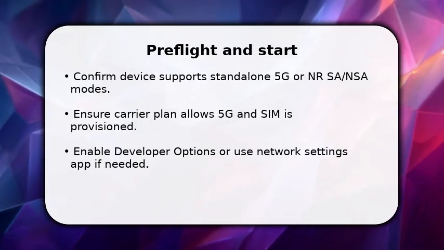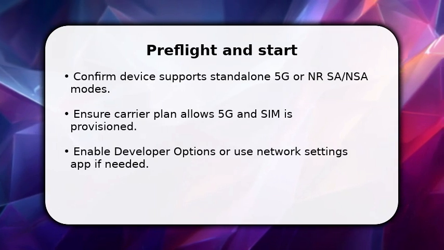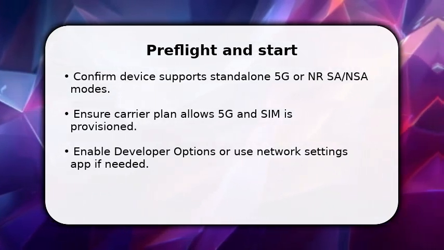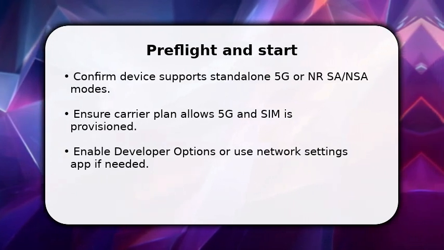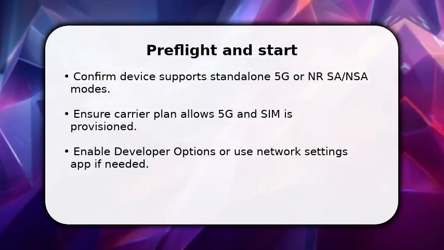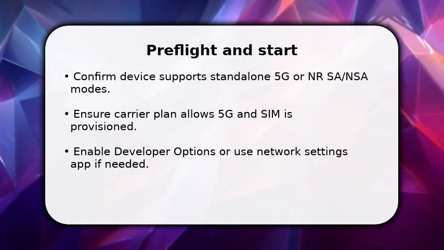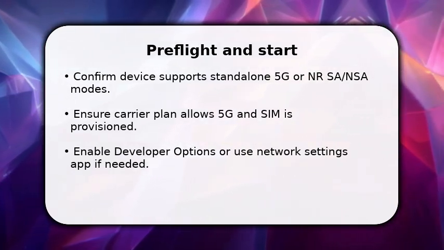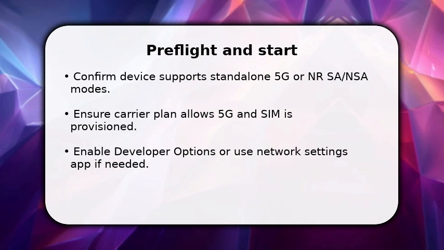You'll begin by verifying hardware and service. Check that your phone supports 5G standalone or non-standalone, and that your carrier plan and SIM include 5G. Once done, enable developer options on Android or access hidden carrier menus on iOS if required. This gives you direct network controls.